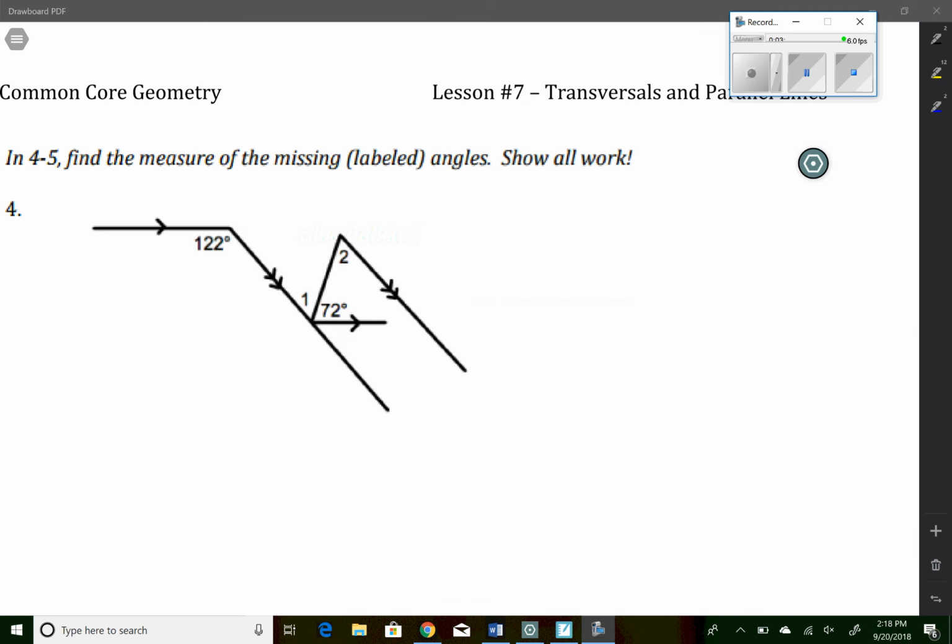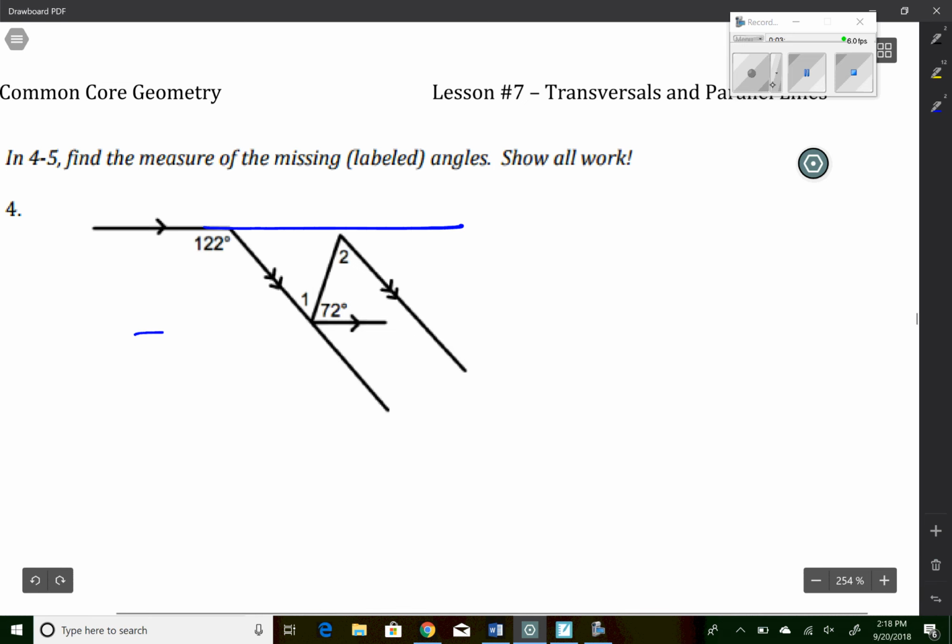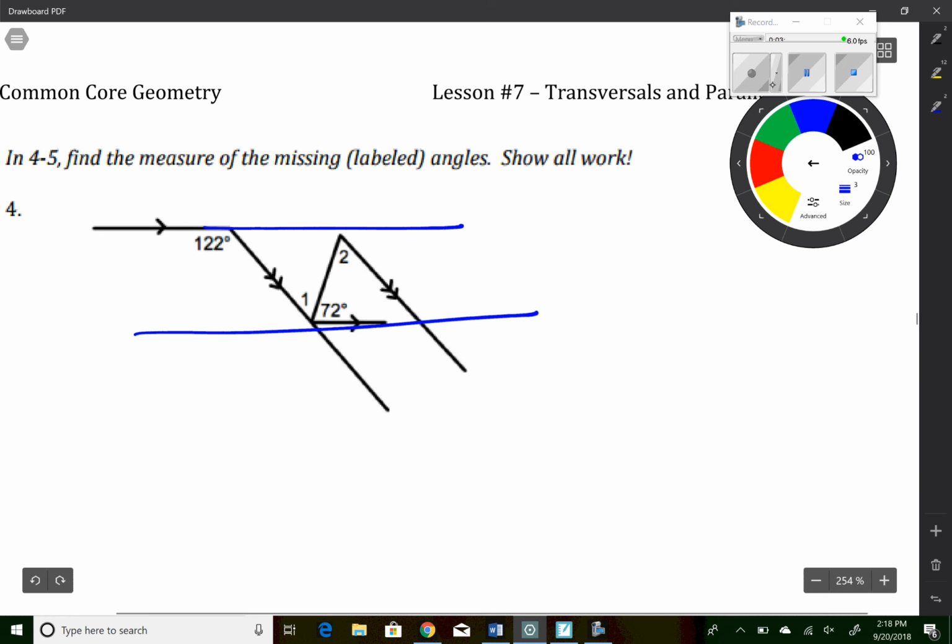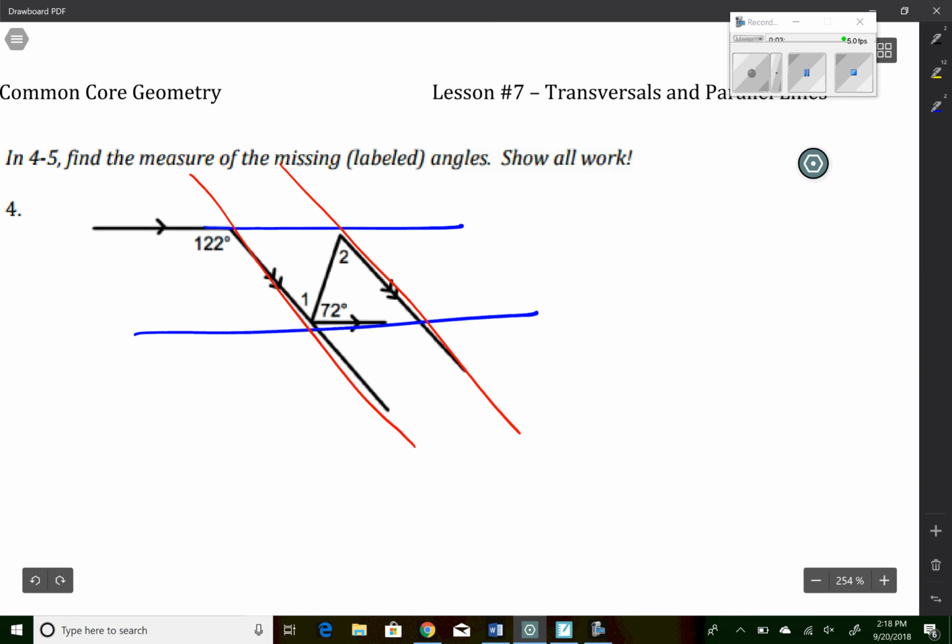All right, for question number 4, we notice that there are a couple of sets of parallel lines. We have a line parallel with this line, and if I choose a different color, this line and this line are parallel as well. So we have a lot of transversals and a lot of parallel lines going on. In this picture, I see this angle is 122, meaning its supplement is going to be 58, so I can put 58 here. And I know angles 1 and 72 are going to be congruent to 122. So 122 minus 72 gives me 50. So angle 1 is 50 degrees.